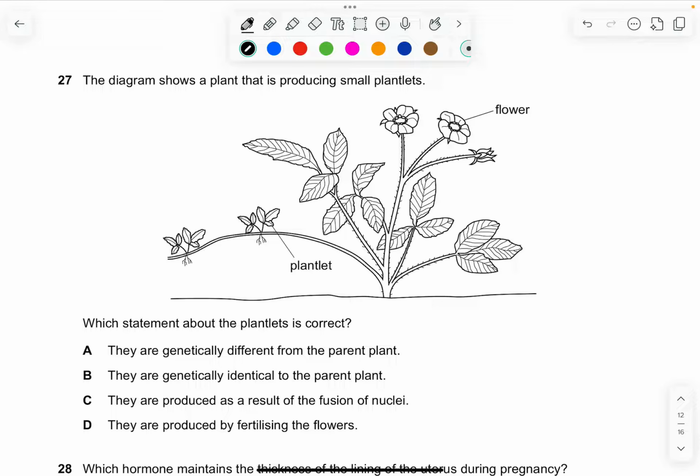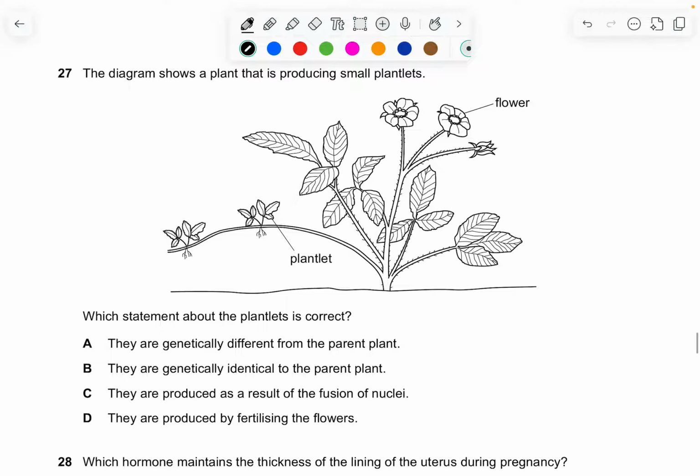Question 27. The diagram shows a plant that is producing small plantlets. Which statement about the plantlets is correct? Okay, this is a little bit tricky, but let's see. They are genetically different from the parent plant. This is wrong. They are genetically identical to the parent plant. This is correct. So the answer is B.